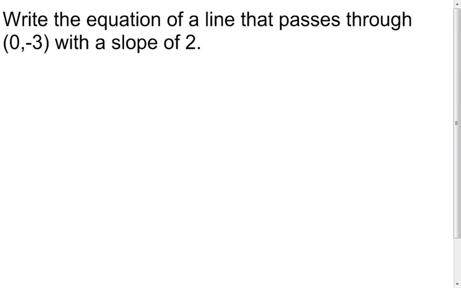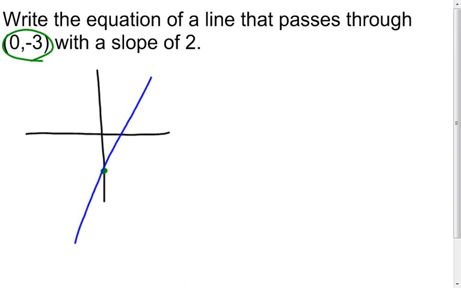This one's a little bit different because now I have a point and I have slope, just like last time, but this point is special this time. Should circle it. What I want you to think about is where does that lie on the coordinate grid? And if I were to plot that point, 0, -3, it's going to end up somewhere about here. Notice that's on the y-axis. It has a slope of 2. My line's going to look something like this. But the big thing here is that green point, that's your y-intercept.